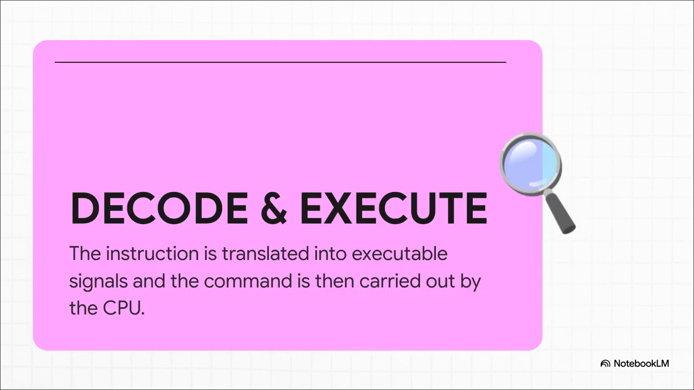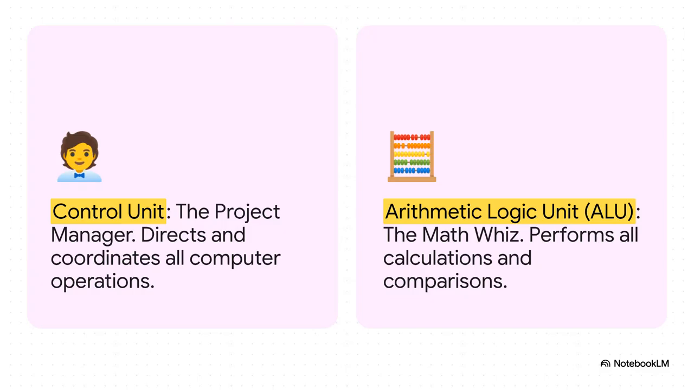Okay, so the instruction has been fetched. Now the CPU needs to figure out what it means and then, well, do it. This is the decode and execute phase, and it requires two specialists inside the CPU to work together like a well-oiled machine. Think of the control unit as the project manager. It looks at the instruction and says, okay, I get it. We need to add two numbers. It's the director. It coordinates everything.